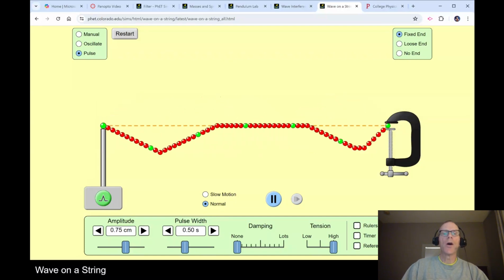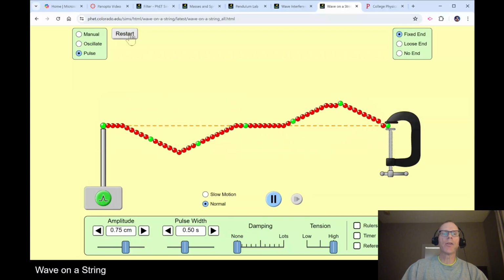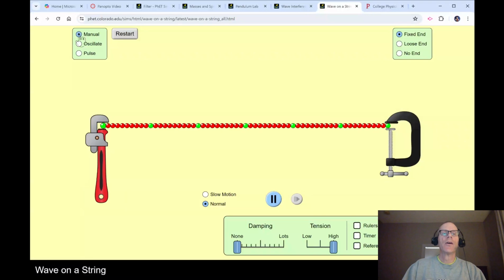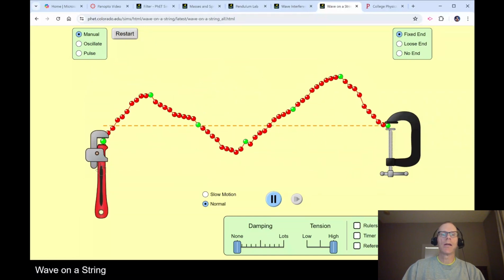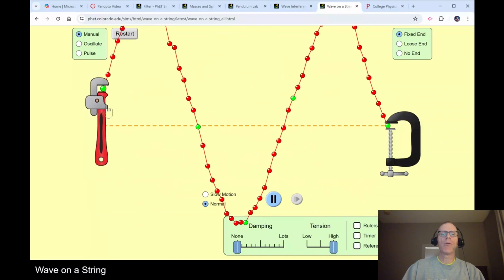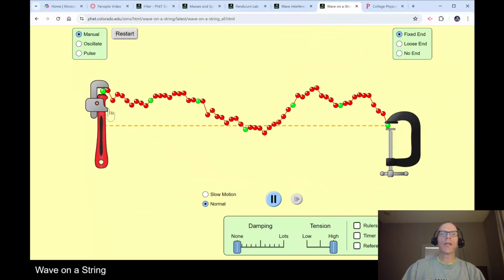And with the waves going this way with the single pulse, there's no way that I can add a wave on top that's going to add up to the wave on top, because it's not going to be able to catch up with it. So we need to do something a little bit different here. And for this one, we're going to do a manual. So notice if I move the wrench at just the right frequency, we get what's called a standing wave.